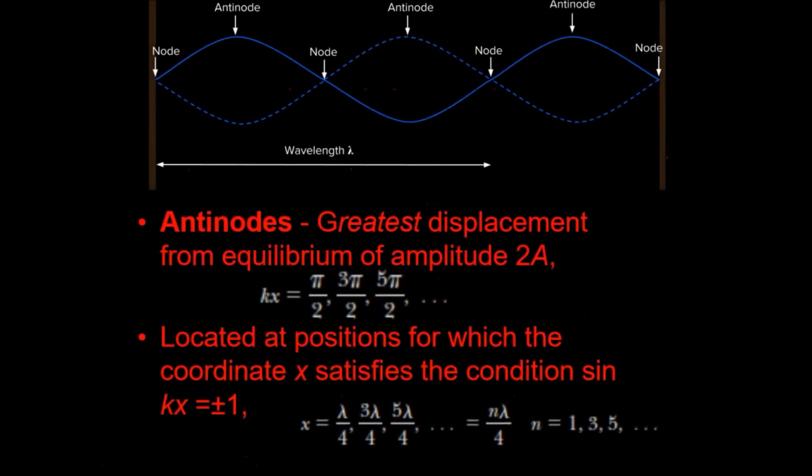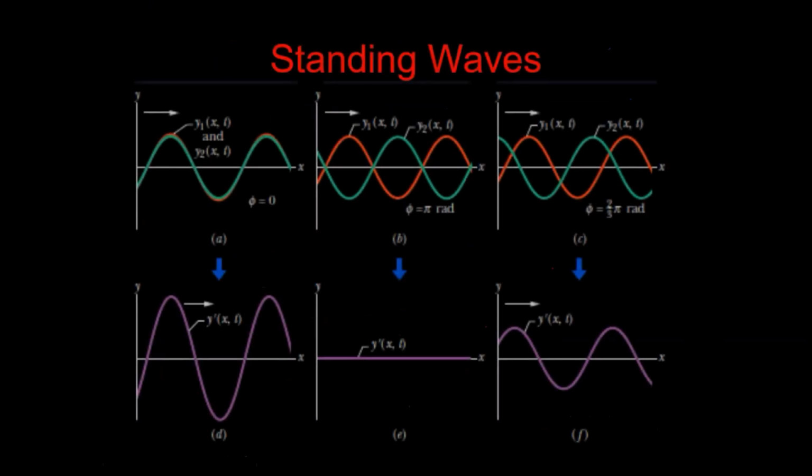So if we were to look at our standing wave itself, our nodes are here. Our antinodes, as we're explaining here, will be at these locations. So in a very similar case to what we saw before for two interacting waves, we can see our standing waves interfering.